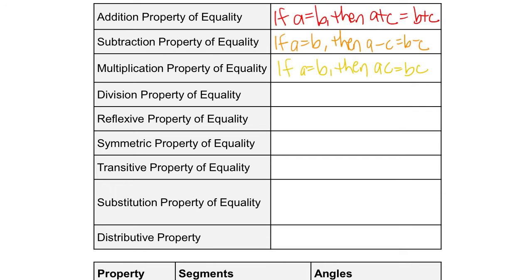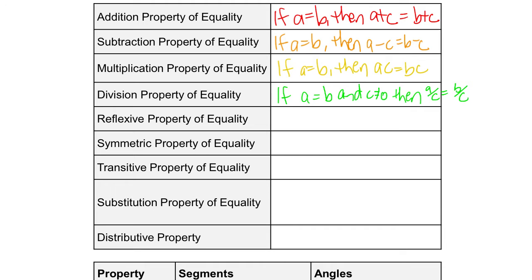The division property of equality may feel a little familiar. If A is B and C doesn't equal 0, that's the only caveat of this one because we can't have 0 in the denominator, then A over C equals B over C. You divide two equal numbers by the same thing and they continue to be equal.